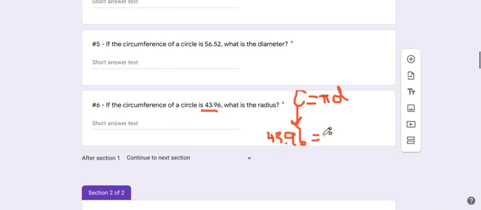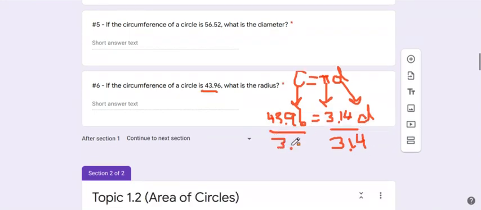Bring the equal sign down. Do you know what pi is? Yep, pi is 3.14. I do not know the diameter, so I'm going to leave d as d. Again, I have 3.14 times d, so to undo the multiplication, I would divide. I'm just using my knowledge of inverse operations. I divide both sides by 3.14.